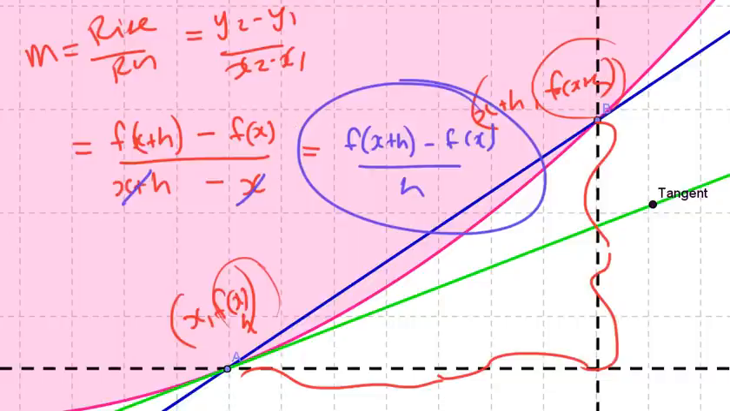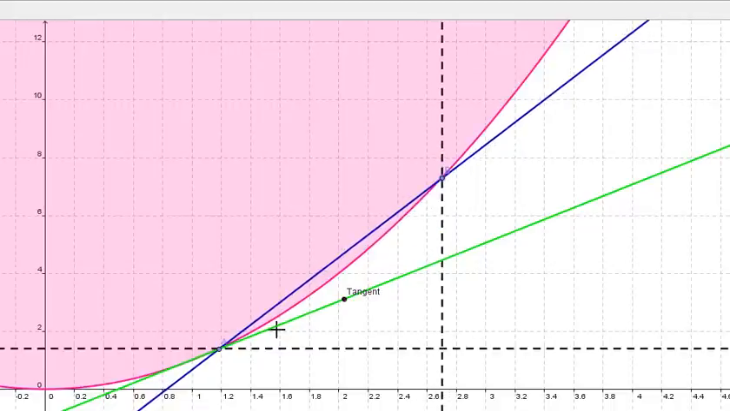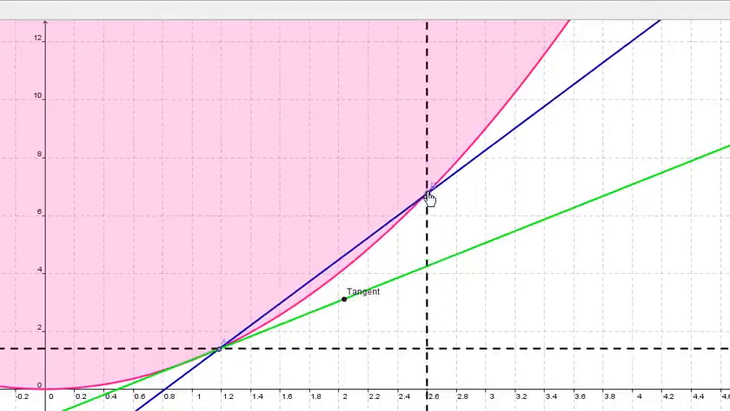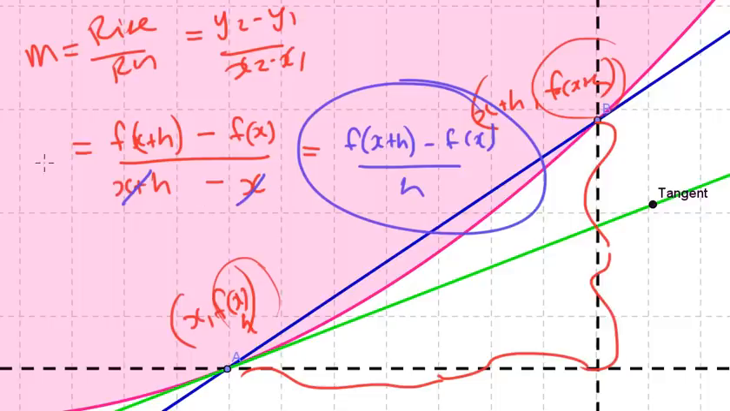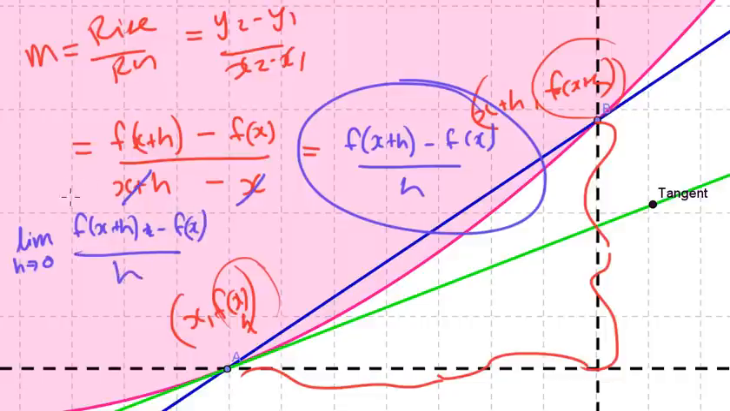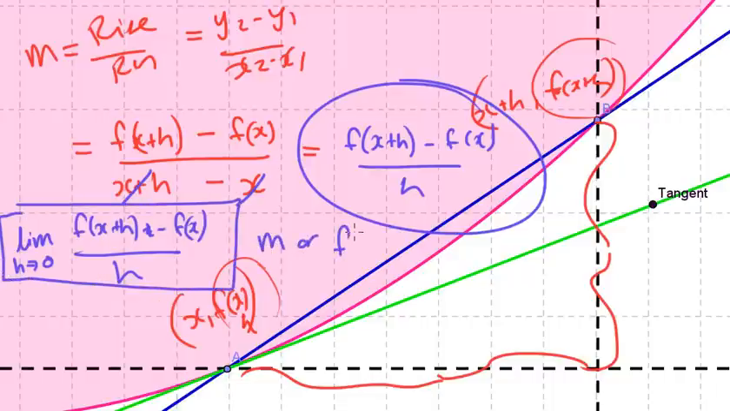From that last model, as we said, the closer that h gets to 0, the more accurate my answer is going to be. So to finish off my formula, the limit as h approaches 0 of f of x plus h minus f of x all over h is equal to my gradient. Or we actually say f dash x, which is called the derivative function of f of x.